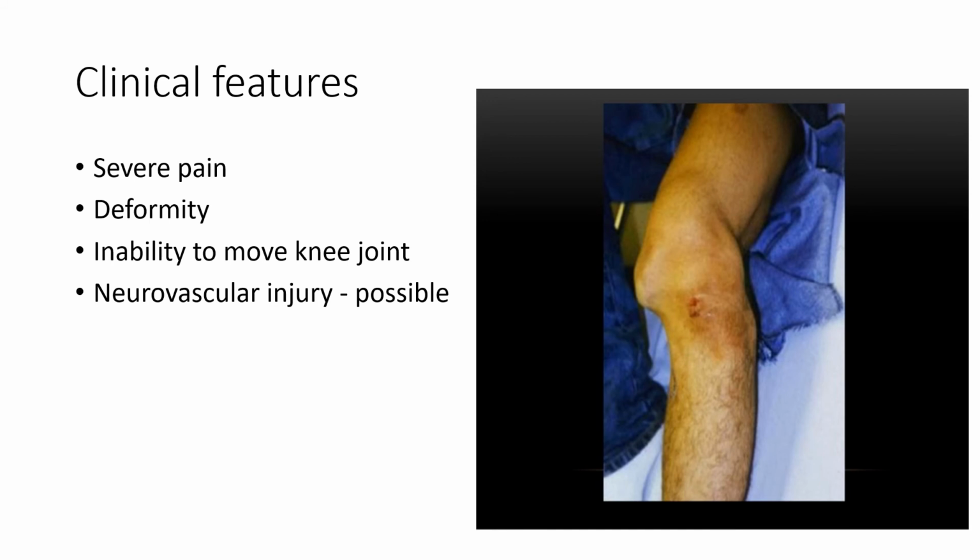Coming to the clinical features, the patient will present with severe pain over the knee joint. There can be a deformity, as we can see in the picture attached, or there can be inability to move the knee joint, and we have to look for neurovascular injury. The most common structure that can be affected is the popliteal artery. So we have to look for the pulse over the dorsalis pedis to look for any vascular injury, or there can be a tibial nerve or common peroneal nerve injury also.